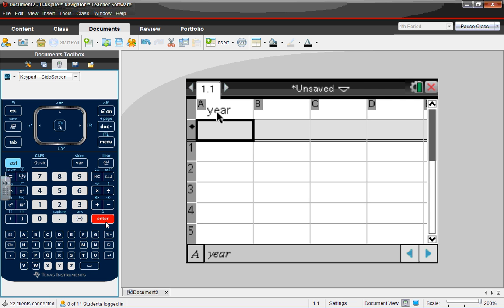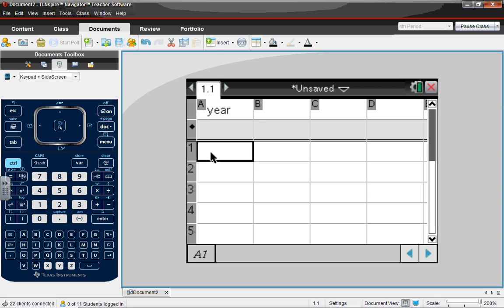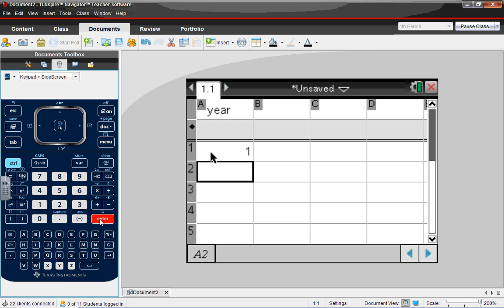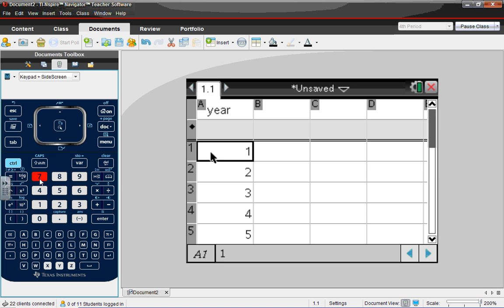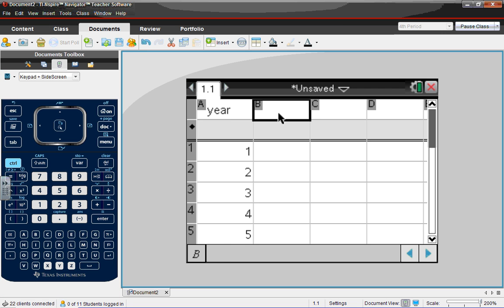Okay, so year. The first thing I'm going to put, 2001 corresponds to what number? So I have 1, then what? 2, 3, 4, 5, 6, and 7. How do I get up to the top of my graph? Control 7 takes me up to the top of my data. Come over here to column B. What's that going to be? Salary.